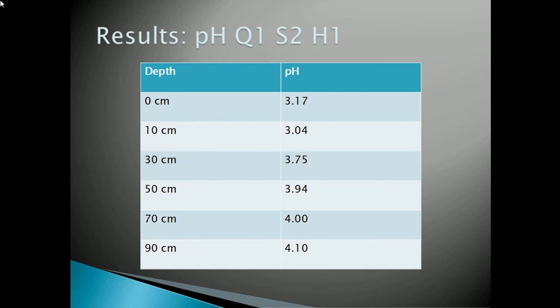However, as our experimental procedure regarding the testing of soil pH became more efficient, our results became more in accordance with our hypothesis. A general trend also started to develop in that soil pH as a function of depth increased, as expected.